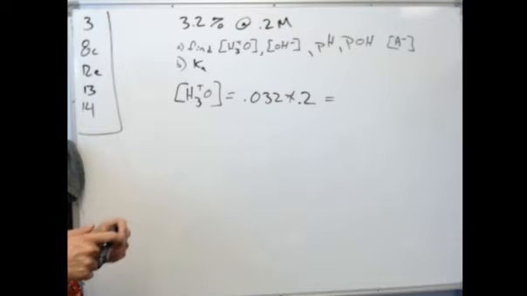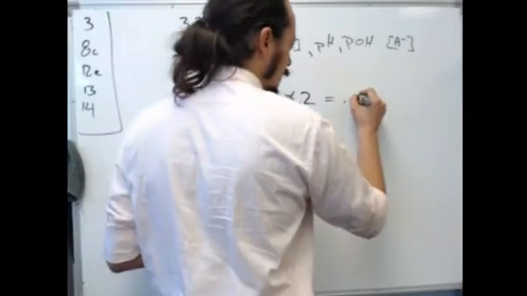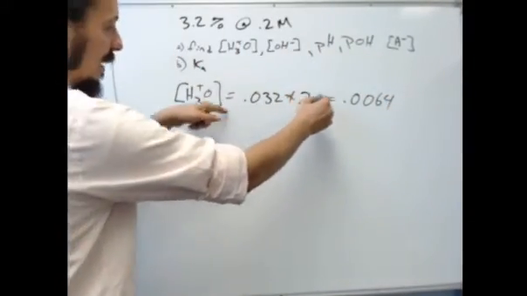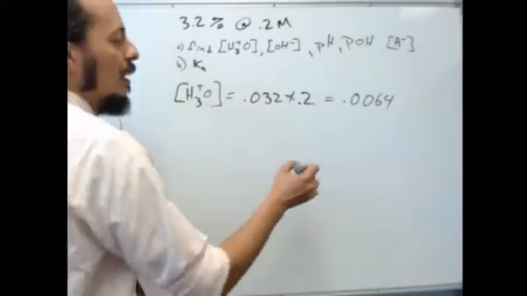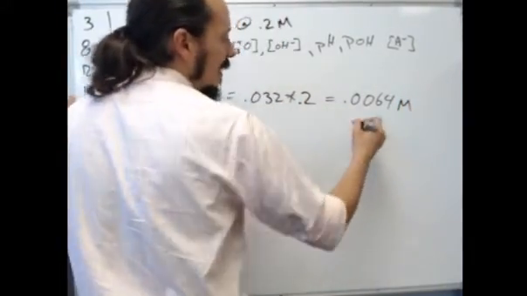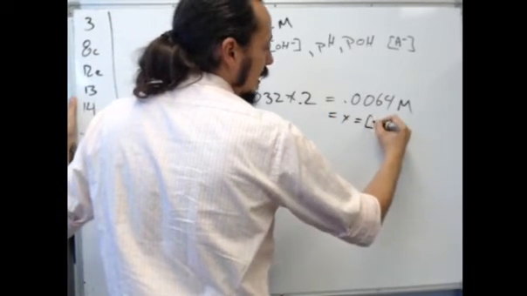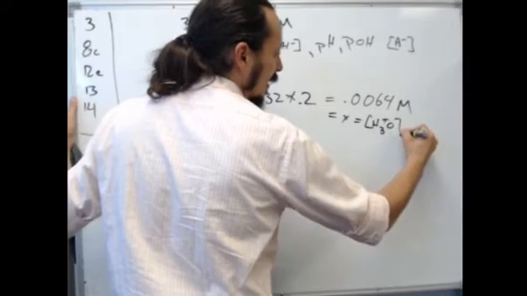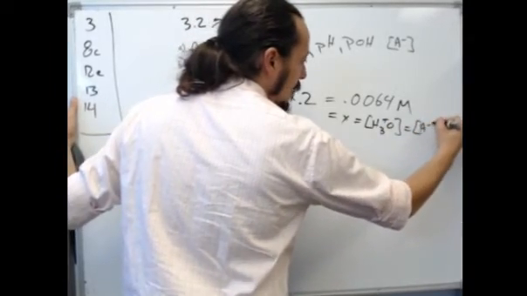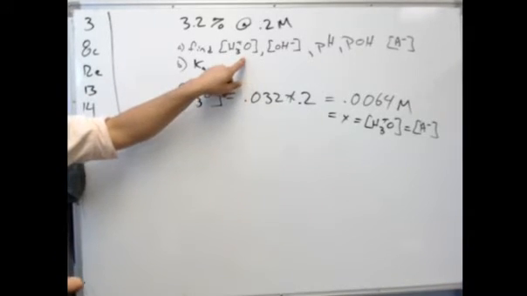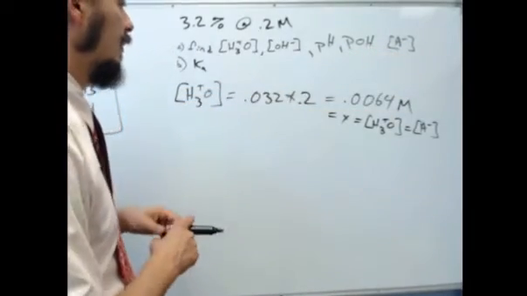So let's see if I can do this in my head. 0.032 times 0.2 is 0.0064. Oh yeah, for sure. No problem. So I just moved my decimal place over, multiplied that by 2. 0.0064 molarity. That is going to be equal to essentially my x, which is going to be equal to my H3O plus, and is going to be equal to my A minus. So H3O plus is 0.0064, A minus is 0.0064.